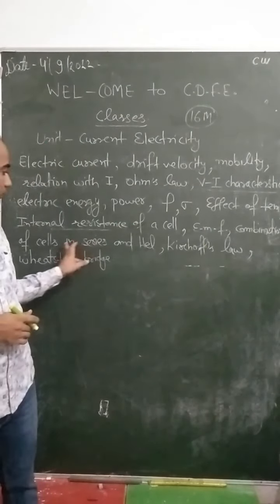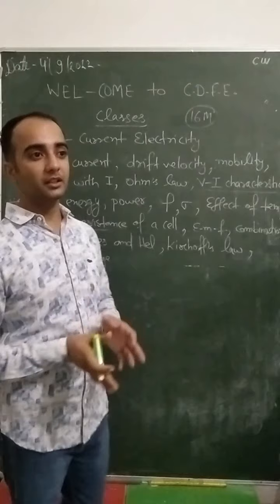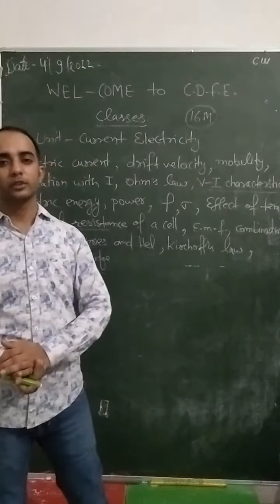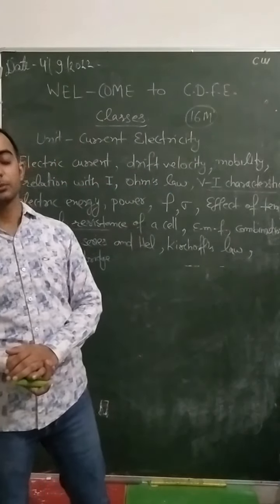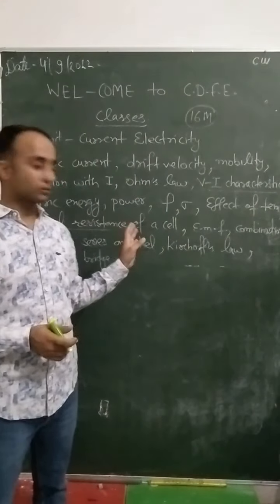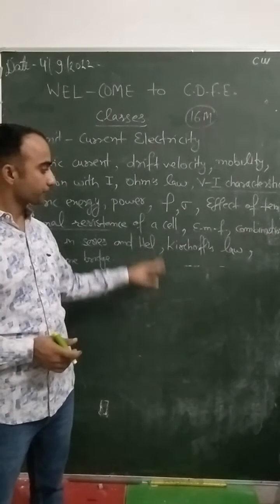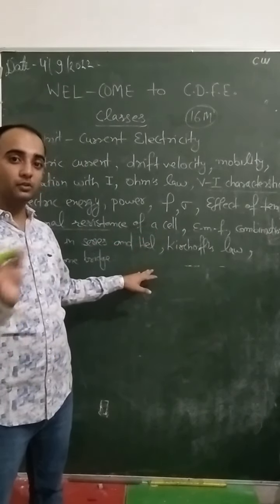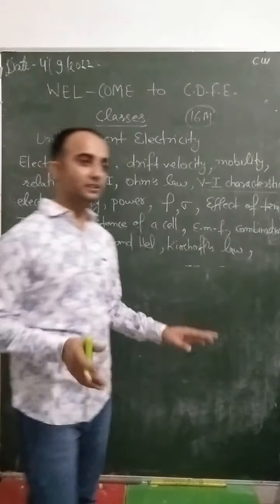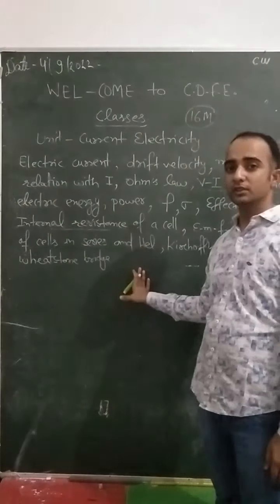Then combination of cells. If you use some batteries or cells in series or parallel, like capacitors also you can use. In the last unit you have done combination of capacitors. So all of these can be connected in series or parallel. So series and parallel combination of cells we will discuss in this unit. Not series and parallel combination of resistors. Resistors also have series and parallel combination, but that is excluded from this syllabus. We will discuss series and parallel combination of cells.